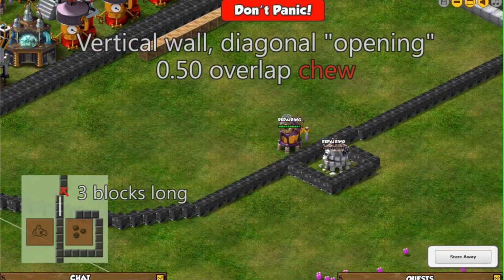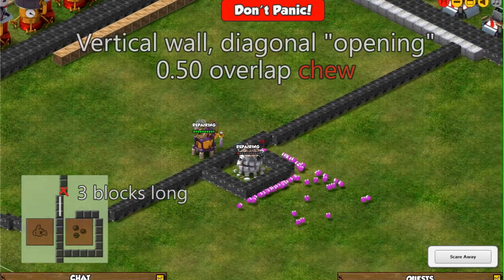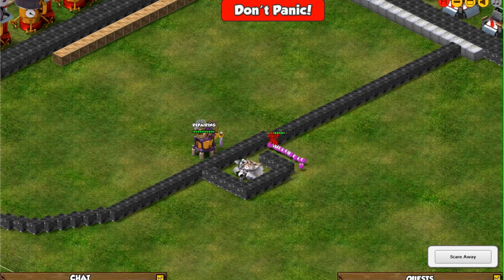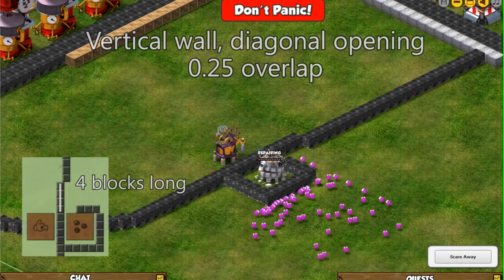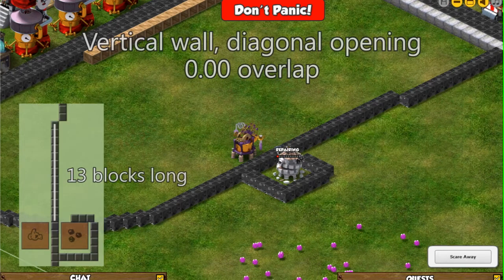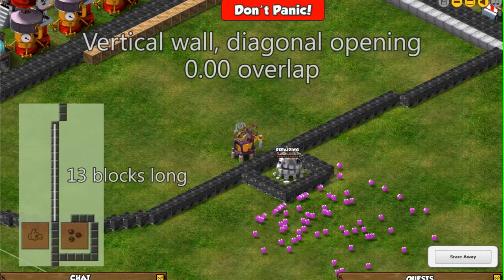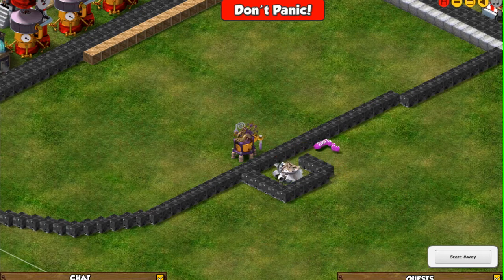And now we got a 0.5 overlap, and again a chew. But as you can see, you can use these 0.5 overlaps to create a chew in specific places. Now again, an opening, 0.25 overlap. They always count as openings, just very narrow. And now again, 0.00 overlap. So basically just corner to corner. They never work as a wall.